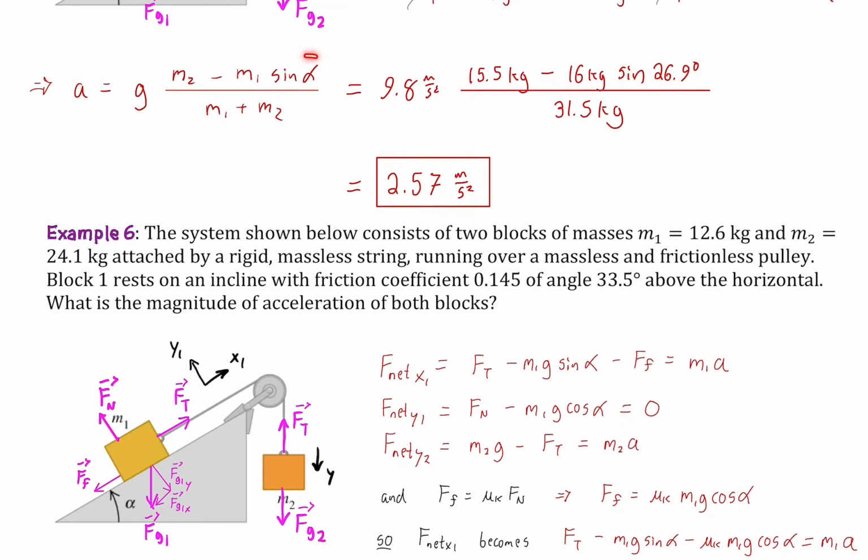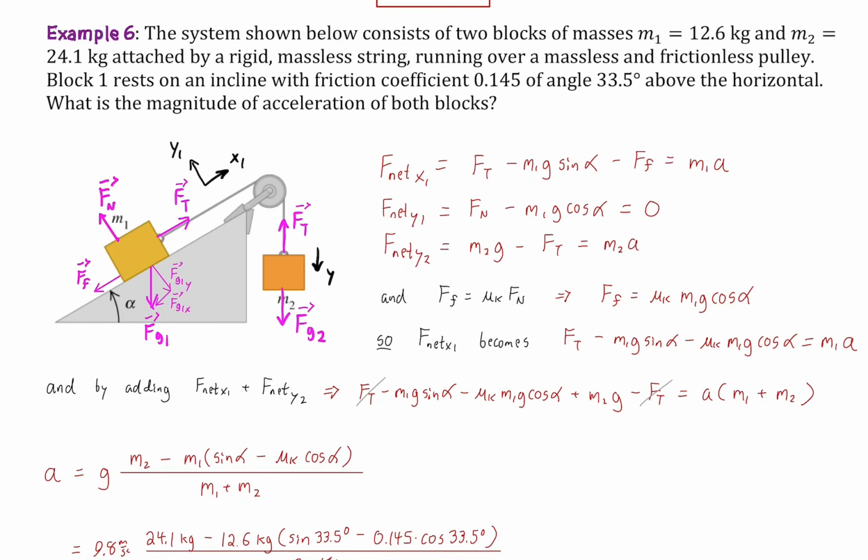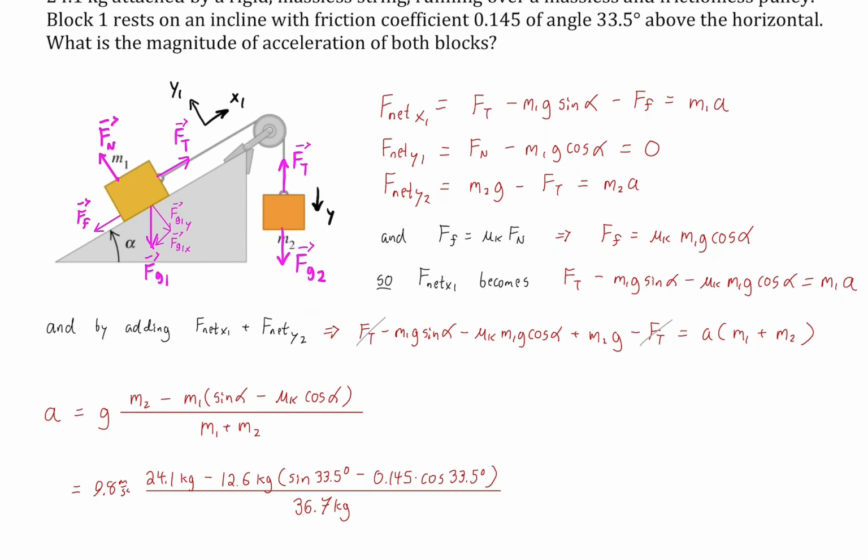Well, we're just subtracting by more. Before we were just subtracting by a component of gravity. Here we're subtracting by a component of gravity as well as some friction. So we're adding the friction effect to things. Okay. And let's see. Oh, I want to check something here.